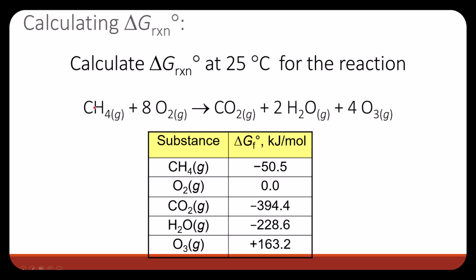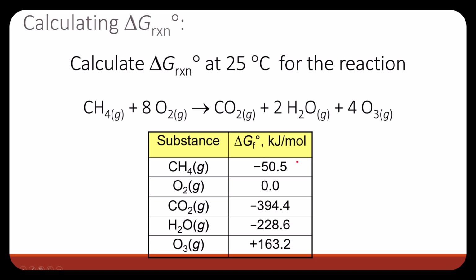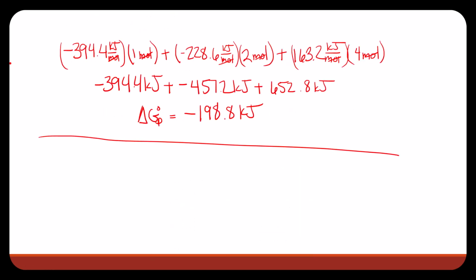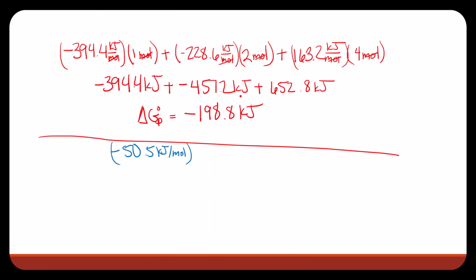Reactants, we're going to have first methane. So we've got CH4. The Gibbs free energy for that is negative 50.5 kilojoules per mole. Then we have to take into account how many moles we're making. And we're only making 1. So times 1 mole.